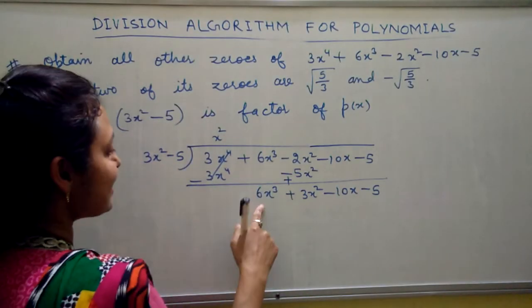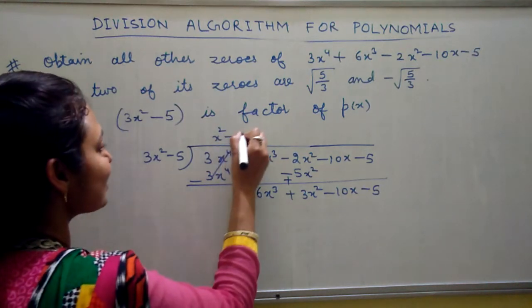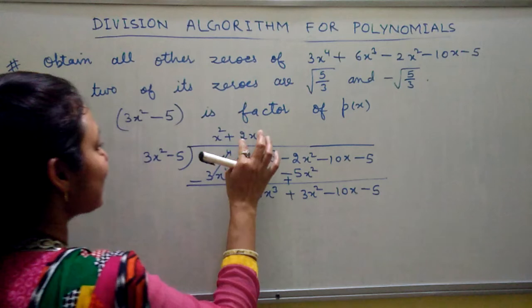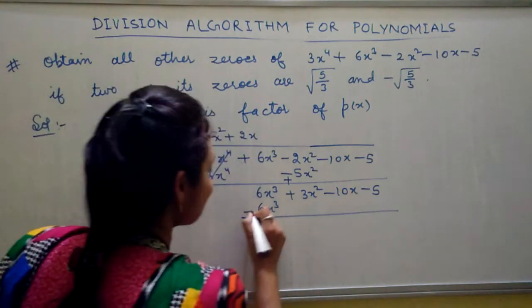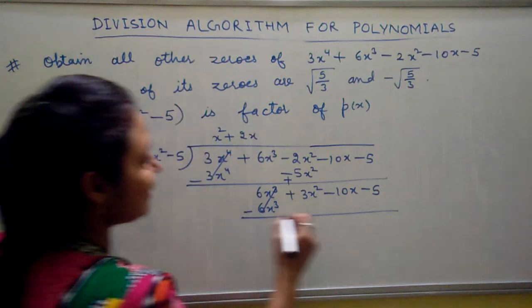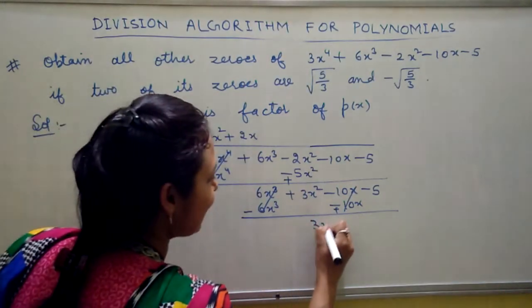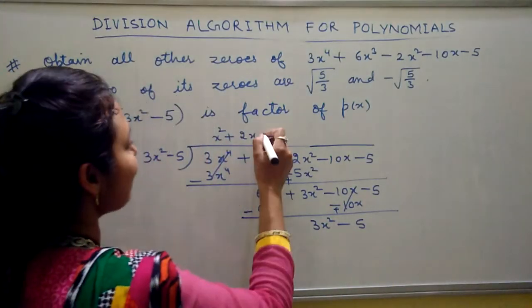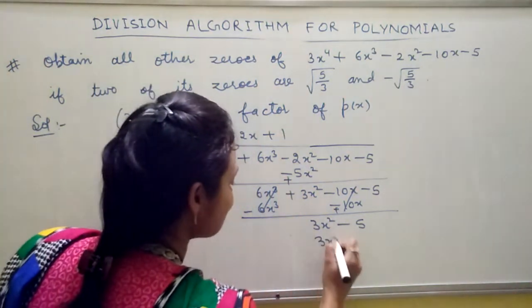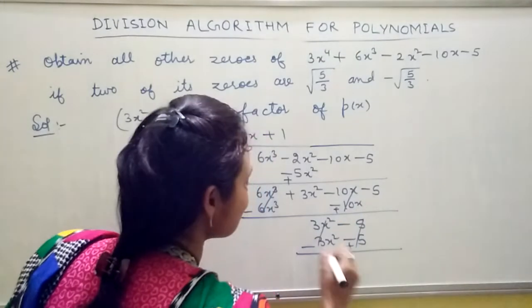Now come to the second step. To make 6x cube, we need plus 2x. 3 twos are 6x cube, so 6x cube will cancel. 5 twos are 10x, minus 10x, so this will also cancel. We get 3x square minus 5. Now I will multiply with 1, that is 3x square minus 5, and both of these will be cancelled.